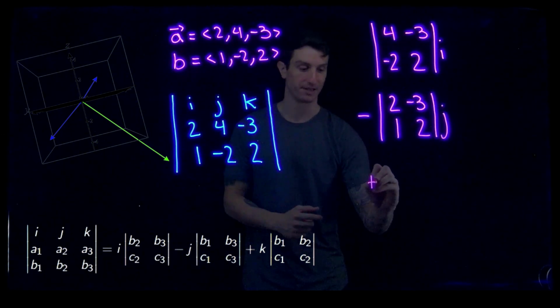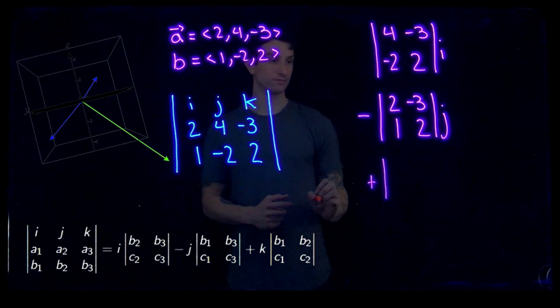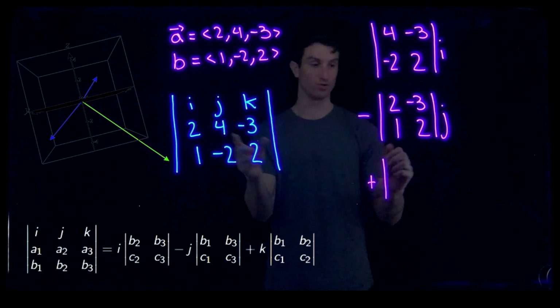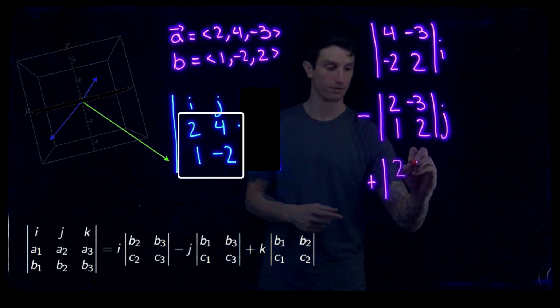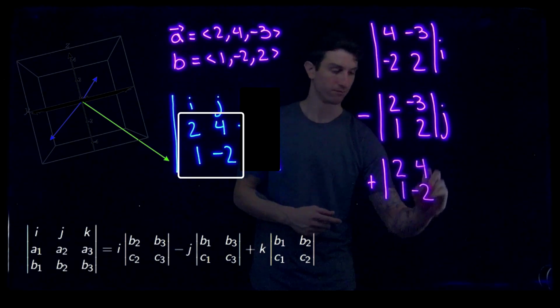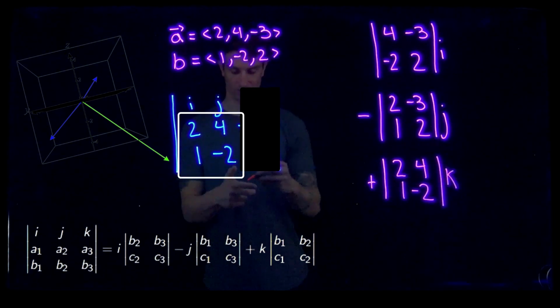We'll put a plus sign just so we know. Right, and we'll block out the third column, so we have 2, 4, and 1, negative 2. Okay. All right, so let's go ahead.